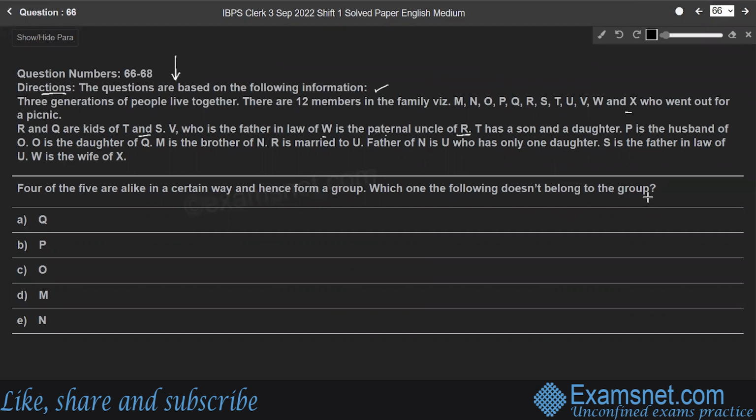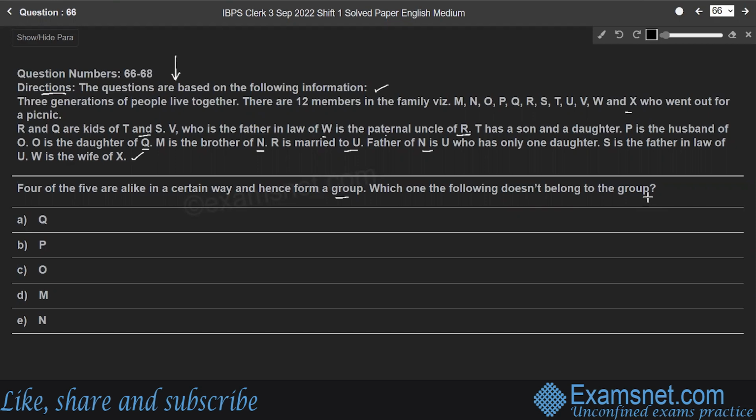P is the husband of O, and O is the daughter of Q. M is the brother of N. R is married to U. Father of N is U, who has only one daughter. S is the father-in-law of U, and W is the wife of X. Then 4 of the 5 are alike in a certain way and hence form a group.